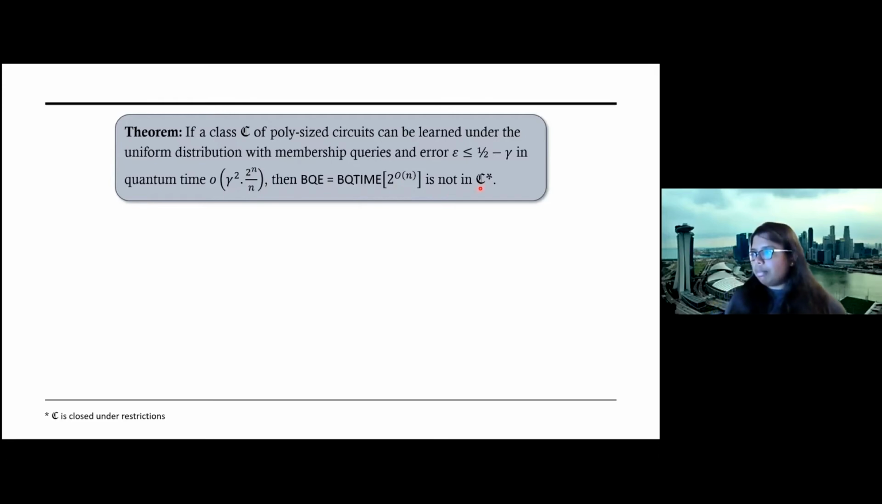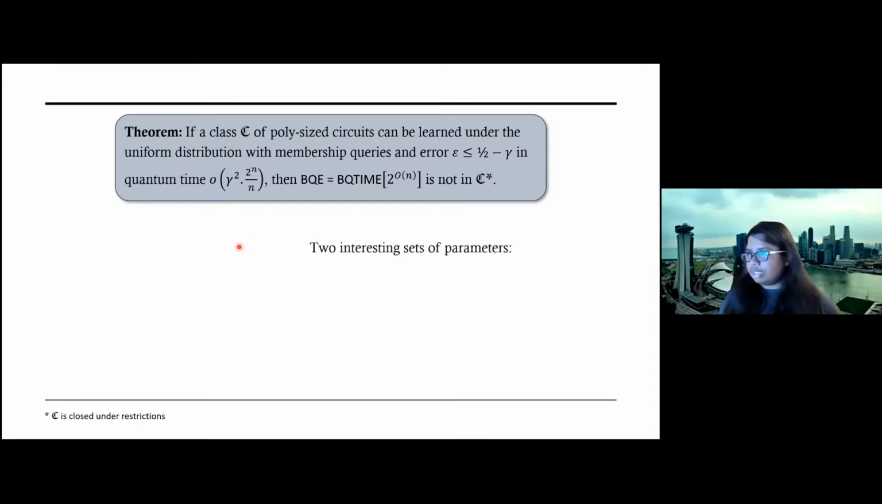We want some nice behavior for C, and I say that it's closed under restrictions. By that, I mean that if I fix some of the input bits to 0 or 1, I hard code some of it, then the remaining problem can still be solved in the same circuit class. So it's just a nicely behaved class. That's the intuition to take away. So what is the interpretation of this result? Because this can look very opaque.